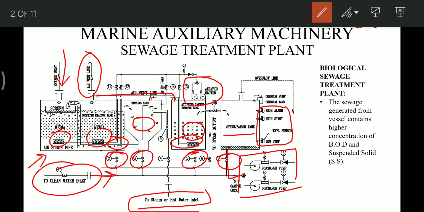Then an overflow line is provided on the sterilization tank. So mostly I have covered all the important components which are there on this plant. So the raw sewage generated from the vessel contains high concentration of biochemical oxygen demand and suspended solids. So let's see how we handle this sewage in the plant.